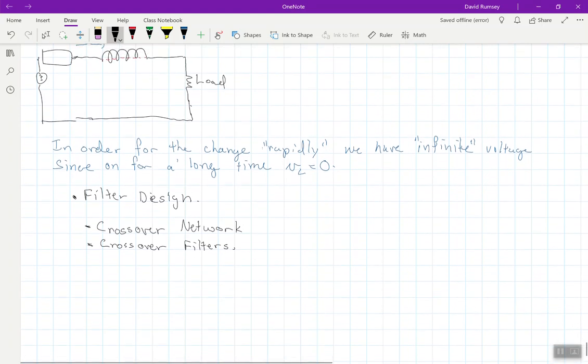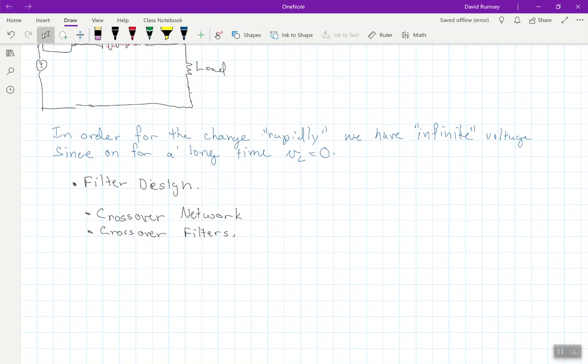We'll go ahead and end the lesson here today, and in the next lesson we'll review and put down some key points about our inductors, and we'll go through some examples.